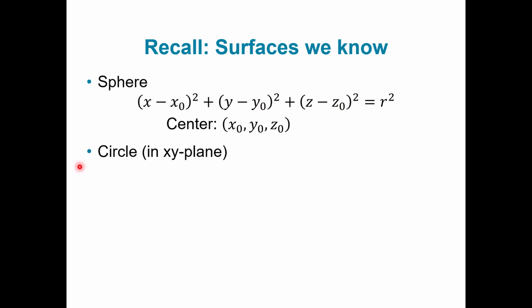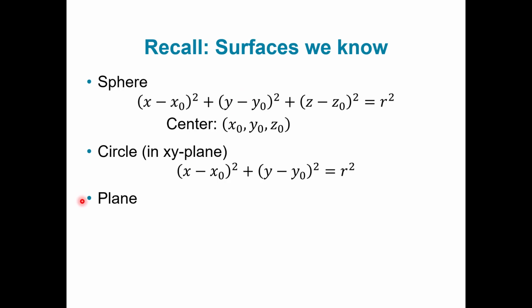Then, if you go down to 2 dimensions, the circle equation in the xy plane, just get rid of this z component from your sphere equation. And then there are circles in the other planes as well, if you get rid of that component. For example, if you wanted a circle in the xz plane, you could erase this y component.